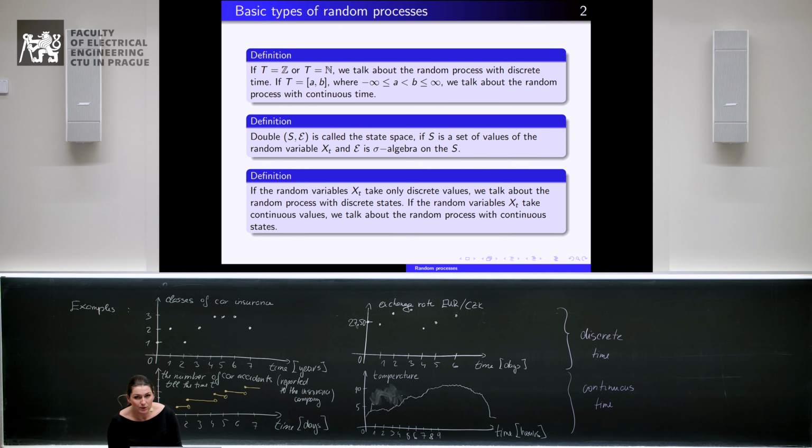And the second division is with respect to the taken values. So in the left plots, the values which we take are discrete, and they are numbers. Here is the order of classes, here are the numbers of accidents. So when we consider the discrete set of values which can be taken, we talk about discrete states.